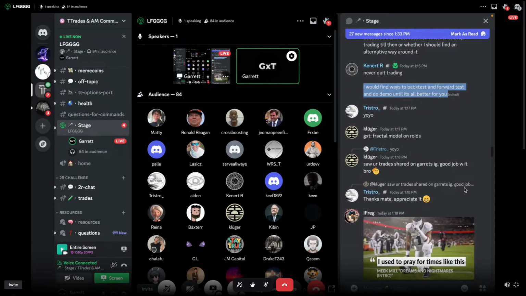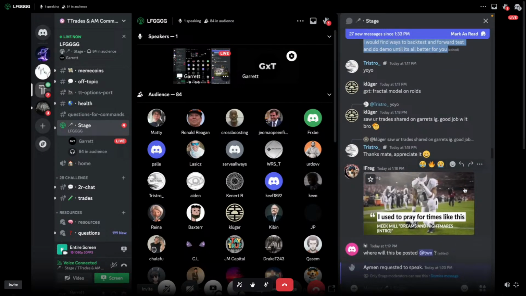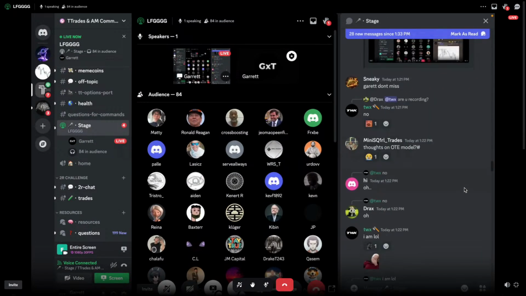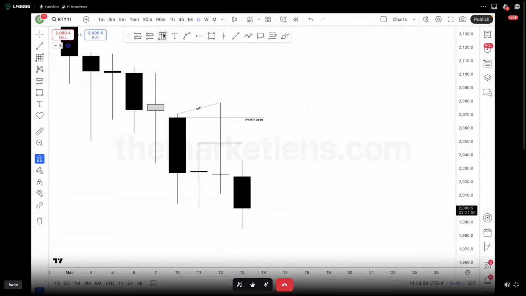Fractal model, Loki. Thoughts on OTE model? You talking about the OTE as like a fib retracement pattern, or like OTE the mentor?